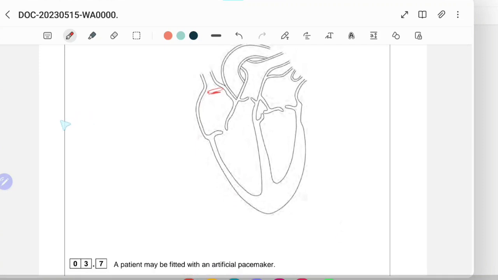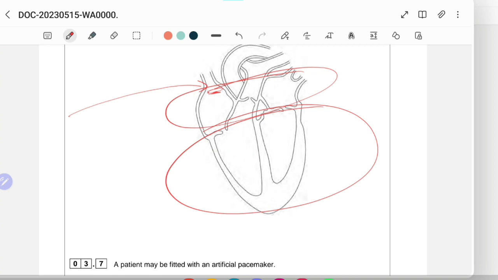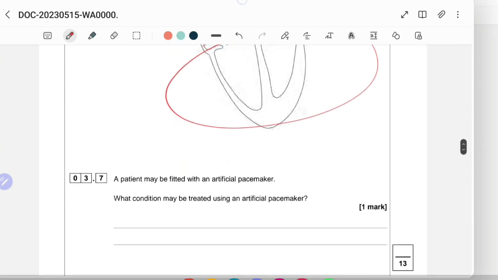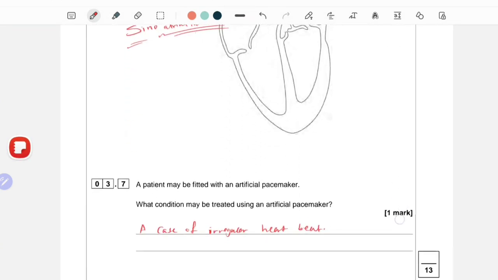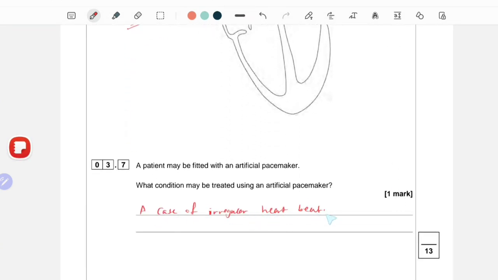Now, this pacemaker is what makes the heart contract, that bum, bum, bum, bum that it does. It produces electrical impulses, which will make this place contract first, then this will contract next. But usually people need a pacemaker when their heartbeat has become what? Irregular. So that's the answer to this question here: a case of irregular heartbeat. When the heartbeat is not regular, they need a pacemaker, which will help them to regularize that, basically.